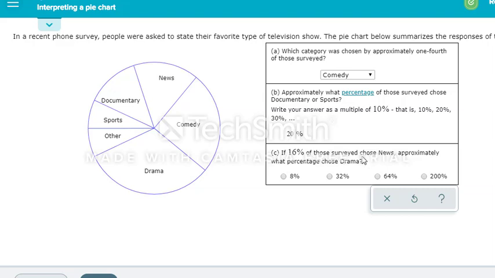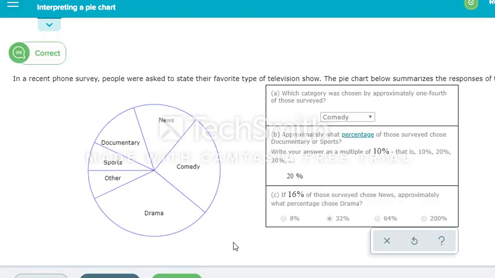If 60% of those surveyed choose news, approximately what percent choose drama? They are saying this sector is 16%. Drama looks twice the size of the news, right, if you compare the size of each sector. So I'm going to multiply this by 2. 16 times 2 is 32. So I'm going to make it 32%. Let me check my answers and see whether all my guesses are correct. I got all correct.